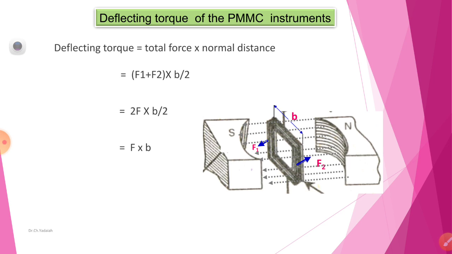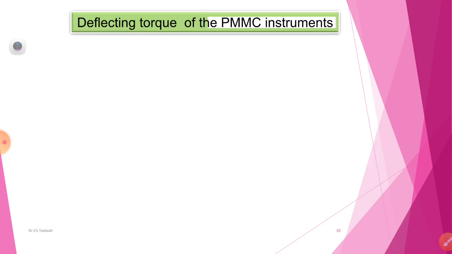F is the force and b is the breadth of the coil. Now, the deflecting torque is directly proportional to N into B I L into b. Previously, we have seen force is equal to B I L N. So, the deflecting torque is equal to N B I L b. Okay, so now the deflecting torque is this one.